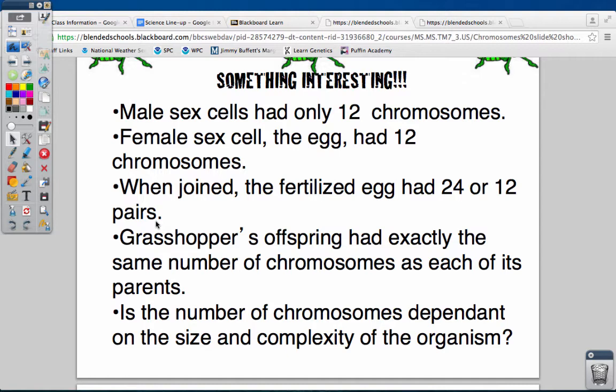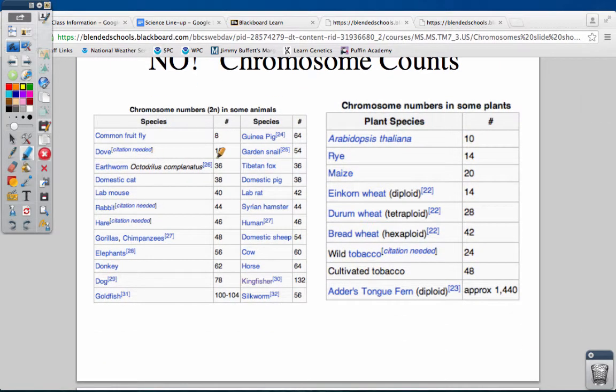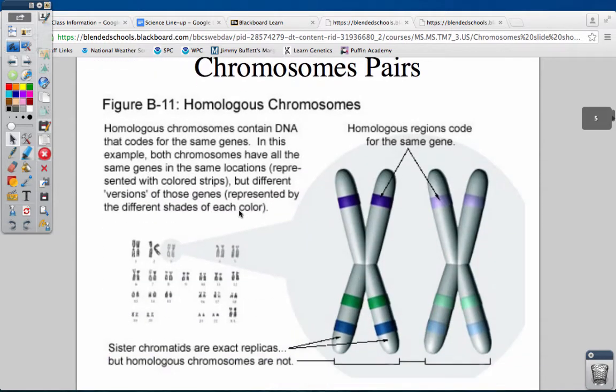Now, a big question here is, does the number of chromosomes indicate the size or the complexity of an organism? Well, put simply, no. If you look at some of these numbers, you can see that a guinea pig has 64 chromosomes. Then you consider that a human has 46. So a guinea pig, something smaller and slightly less complex, has more chromosomes than a human being, and even a silkworm has 56, which is still more than the human at 46. So chromosome counts don't have anything to do with complexity or size.